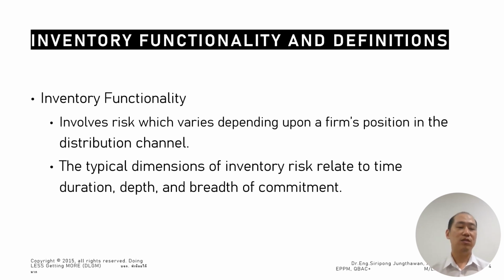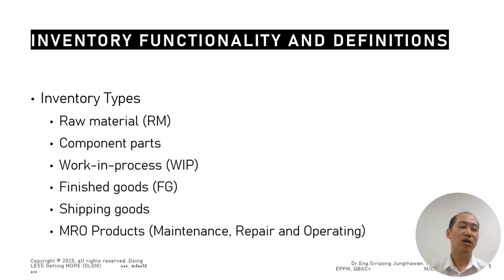The typical dimensions of inventory risk relate to time, duration, depth, and breadth of commitment. And also the inventory types: we have the basic three, raw material, work in process, and finished good. But when you understand more, you have to know about six inventory types.